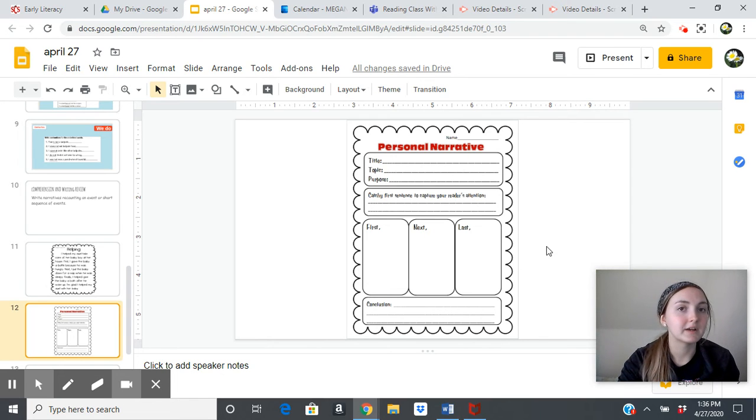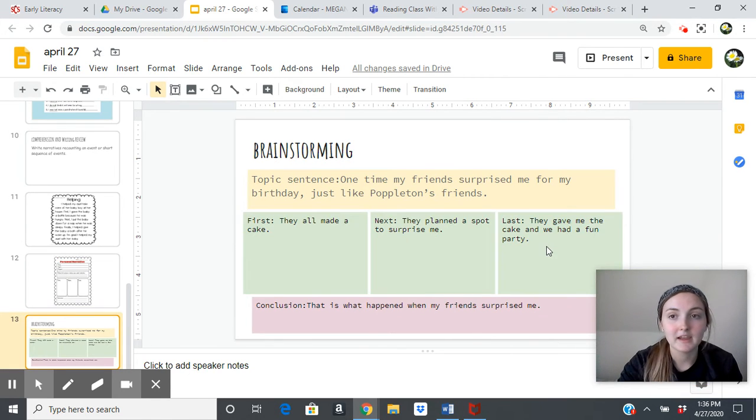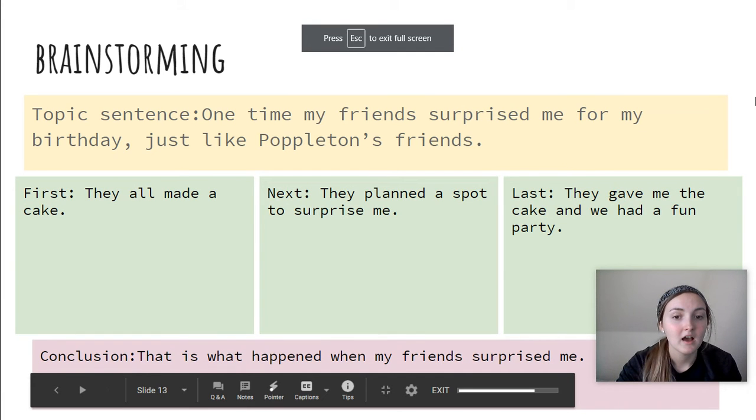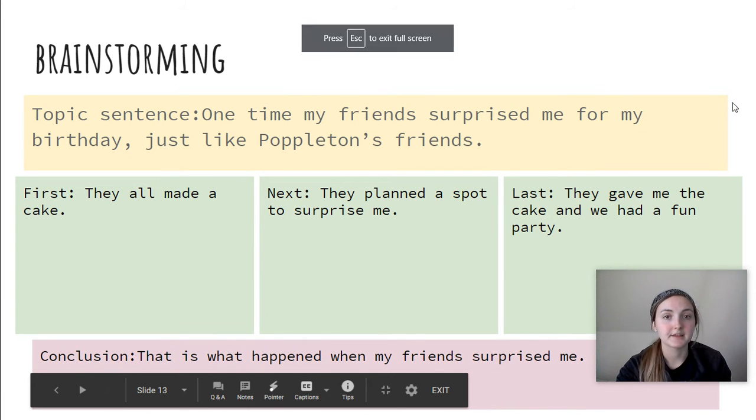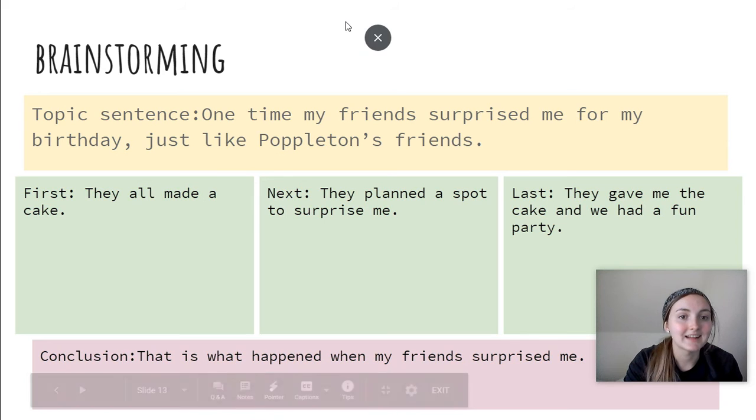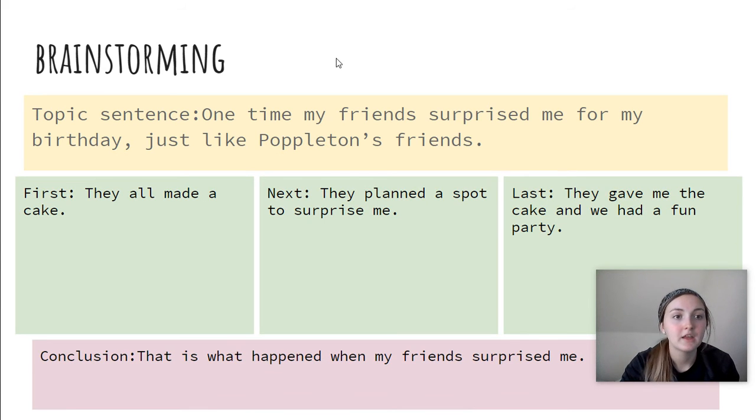So the other story in the newsletter is about Poppleton, which is a story on someone getting surprised. During the lesson today, I made myself an outline on a story about getting surprised. So this is an outline I filled out to help me write it. I have one time my friend surprised me for my birthday, just like Poppleton's friends. This is interesting because you can also use stories too. If you have a story on someone washing their hands or a story that you know of that's related to a topic, you can refer back to it.